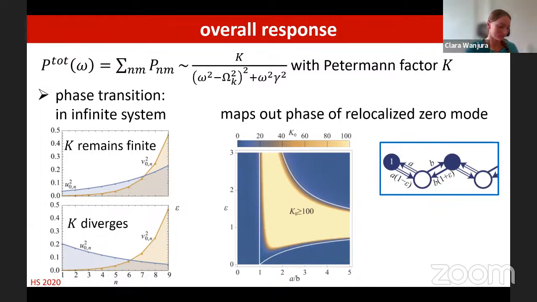We have one bit more general question on YouTube. Is there an equivalent of many-body localization or Anderson localization in non-Hermitian systems? What were the two terms? Is there an equivalent of many-body localization or Anderson localization in non-Hermitian systems?